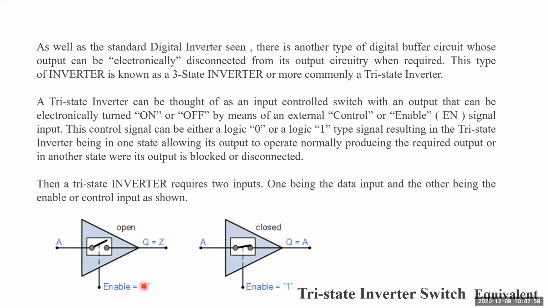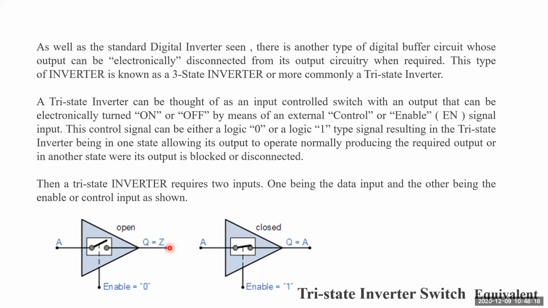Whenever the enable equal to 0, the switch will be open. So it means a transistor will be open. Because of that, an input cannot be passed from input to the output. So at that time, whenever enable is equal to 0, your output will be high impedance.